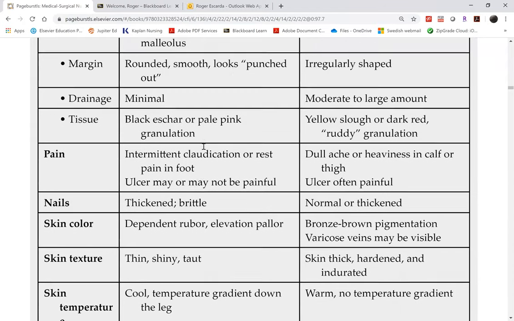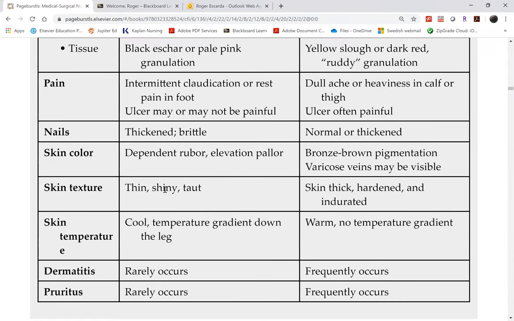In arterial disease, if they don't respond to wound care, the doctor will do vascular intervention. Just like in ACS, in MI and STEMI, we did cardiac catheterization, right? We stented the coronary artery. We can also stent the peripheral arteries. We can also do bypass graft. So if we did coronary artery bypass graft, we can also do peripheral artery bypass.